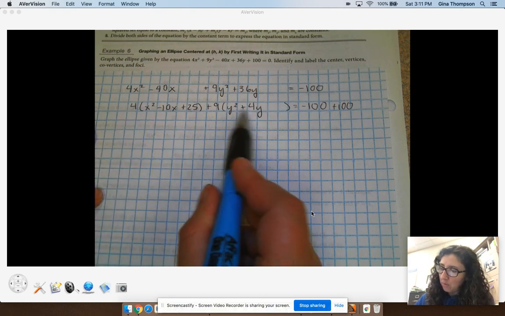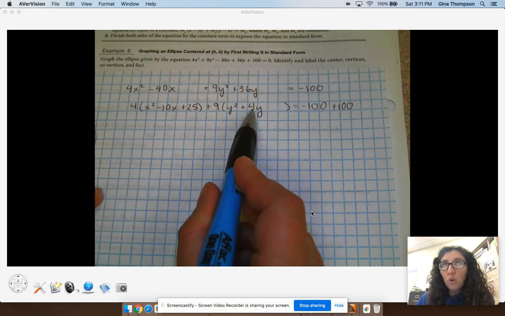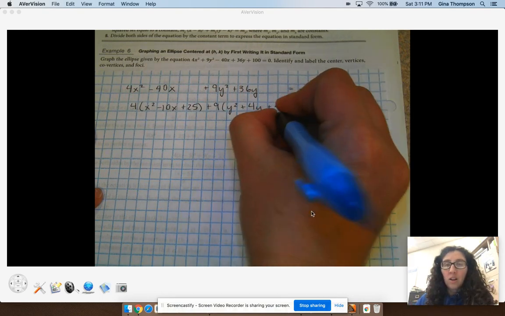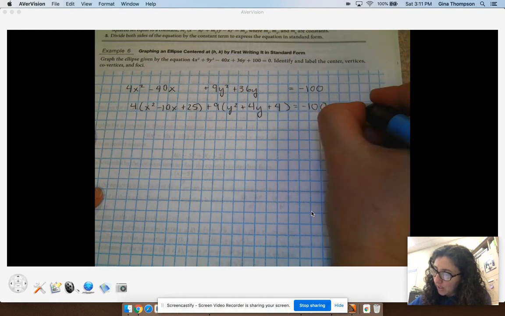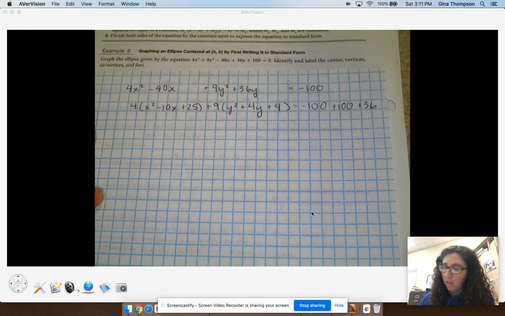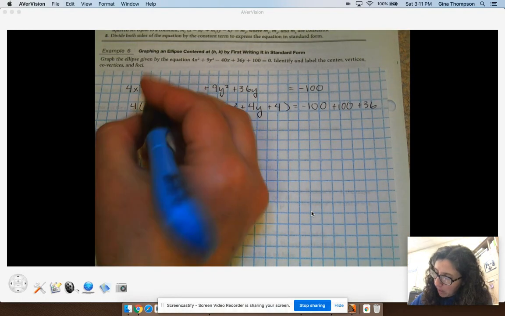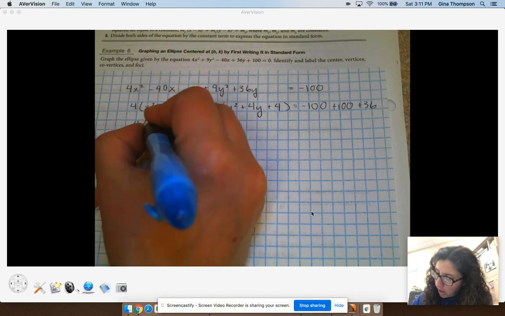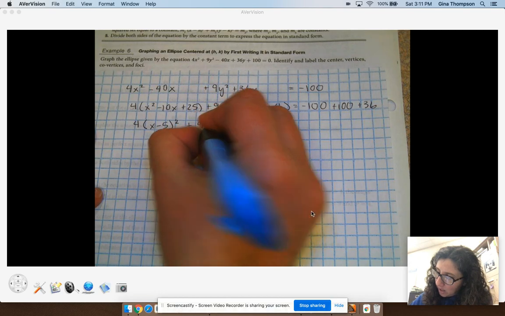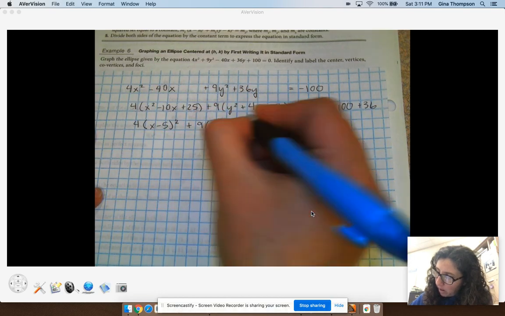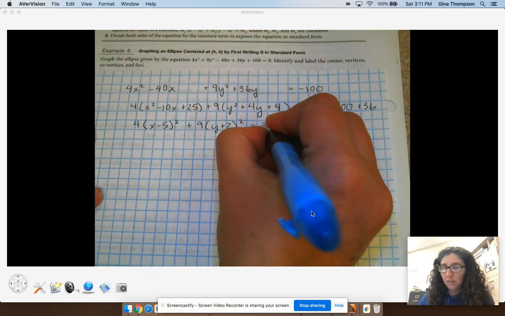Okay, so now we complete the square for y. 4 divided by 2 is 2. Squared is 4. So I add 4. But I didn't really add 4. I really added 36, right? So I add 36 to this side as well. All right, now I rewrite this as 4 times (x minus 5) squared plus 9 times (y plus 2) squared equals 36.